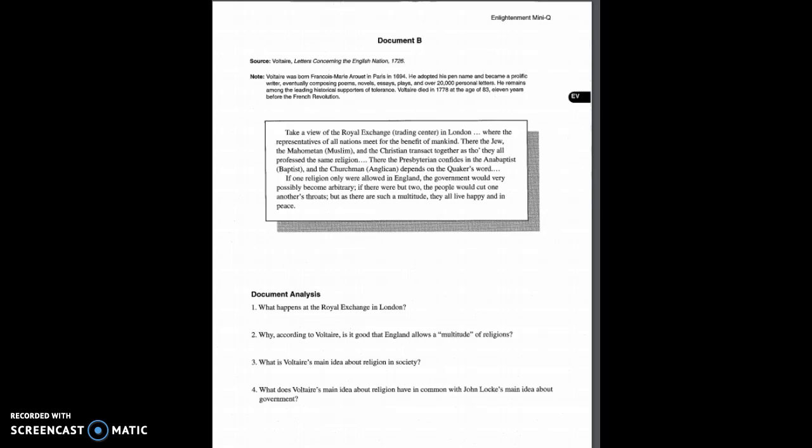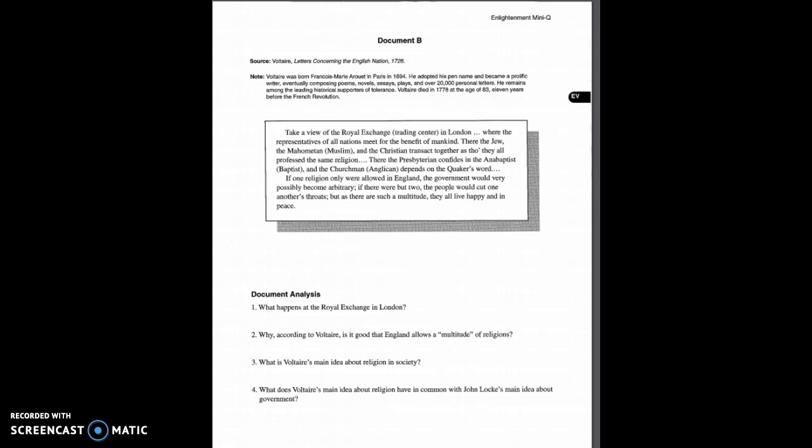So in that case, we're talking about monotheistic, meaning they believe in one God, but they all transact. Transact means they kind of interact, they exchange. If we're buying and selling, that's called a transaction. As though they professed. If you profess something, you talk about it, you believe it, you claim it. So they claim or they actually practice the same religion.